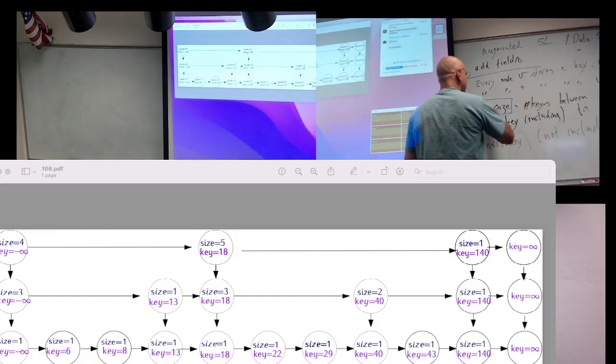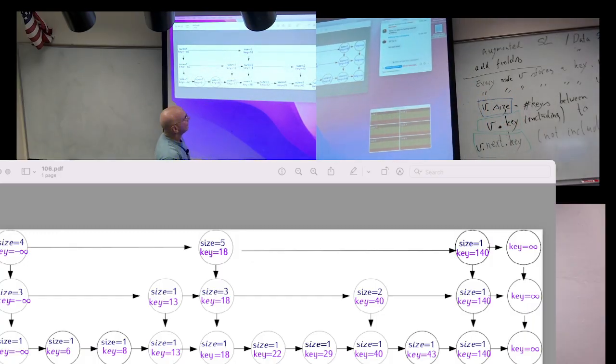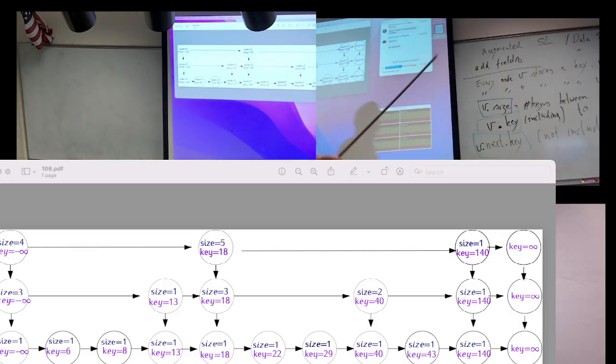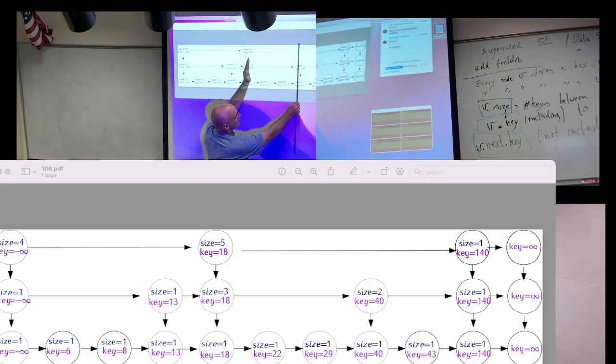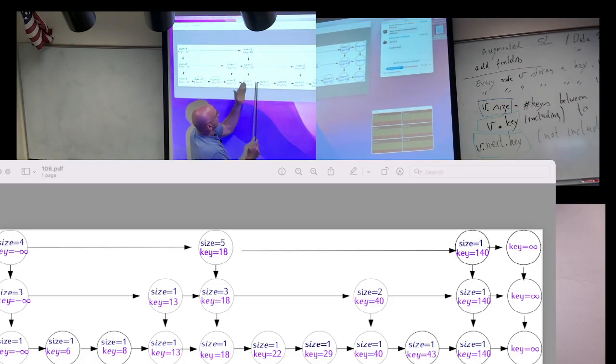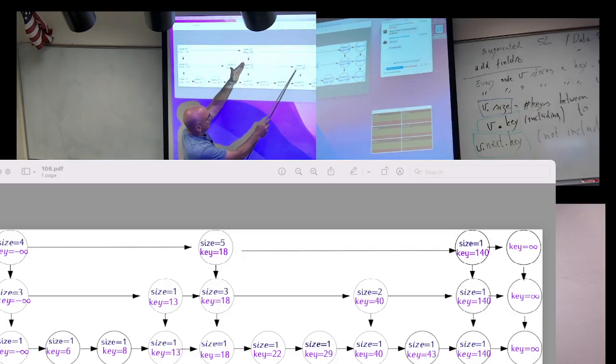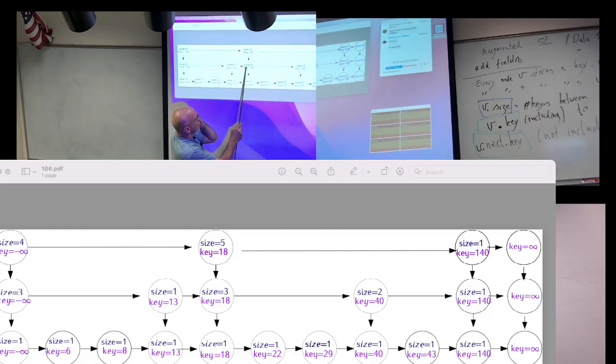what v dot size should store. V dot size of this node will ask how many keys can I find between myself and the next one in my level? When you're counting, don't count the next one, but do count everything up to the next one. So I'll count how many keys in the skip list are between this guy and this guy. Answer: 1, 2, 3. The next one is already not included.